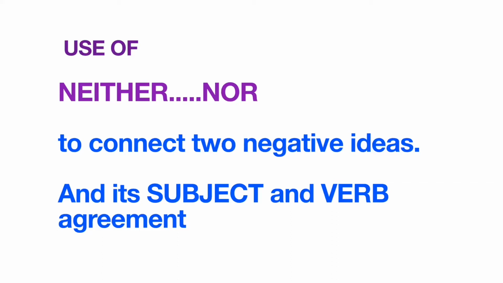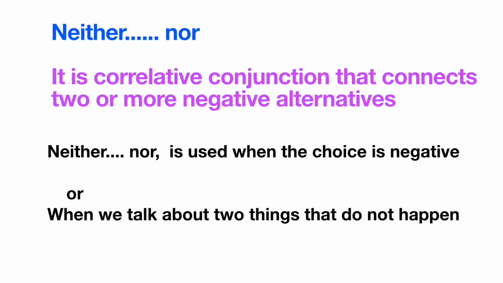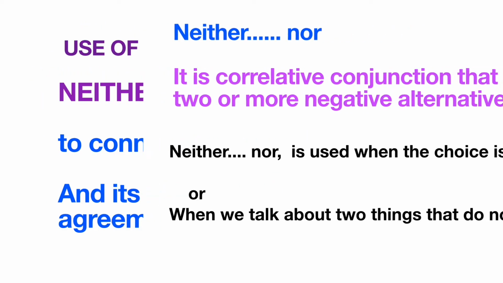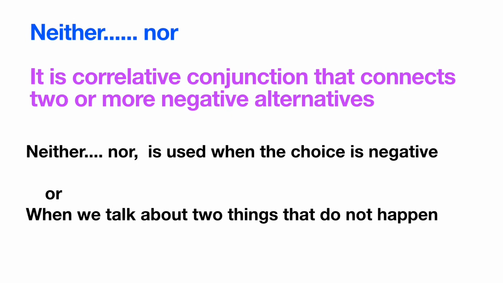Hello students, today we'll learn how to use neither nor to join two negative sentences and about its subject and verb agreement as well. Neither nor is a correlative conjunction that connects two or more negative alternatives. It is used when the choice is negative or when we talk about two things that do not happen.